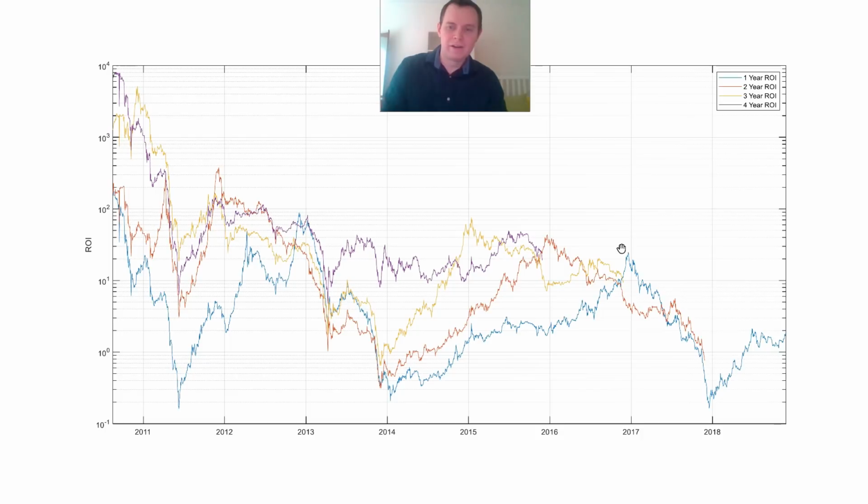And then here I just put all of them on the graph. You can see how each ROI looks. This is the 1 year, the 2 year, the 3 year, and as you hold on to Bitcoin longer and longer, your potential ROI just increases. I mean, if you're a short-term trader, that's great for you. If you can make money, that's awesome.